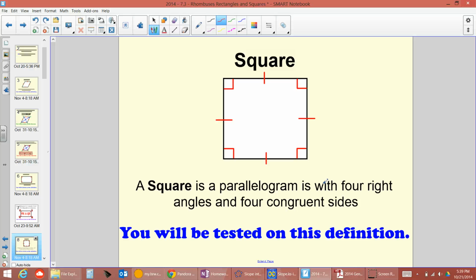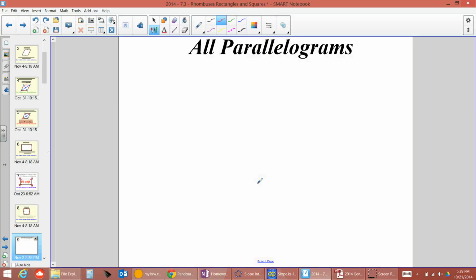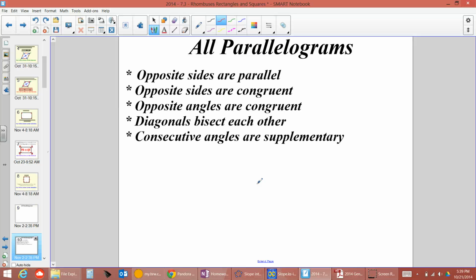All right, so for a square, the additional information we get, a square is kind of interesting. A square is a rhombus and it's a parallelogram. And it's a rectangle. It's kind of all of the above. So when we talk about if this white page here were all parallelograms, these are the rules that we would have. Opposite sides are parallel and congruent, and opposite angles are congruent. We'd also have the diagonals bisect each other, and consecutive angles are supplementary. That's for all parallelograms.